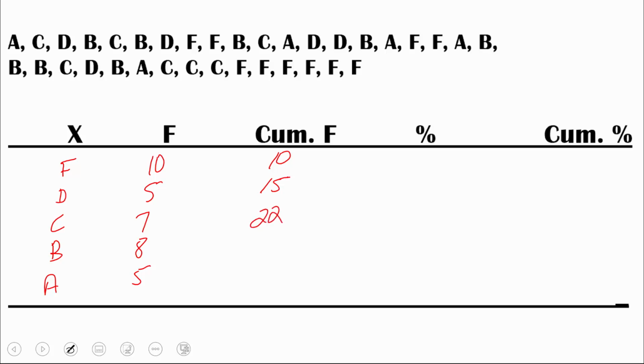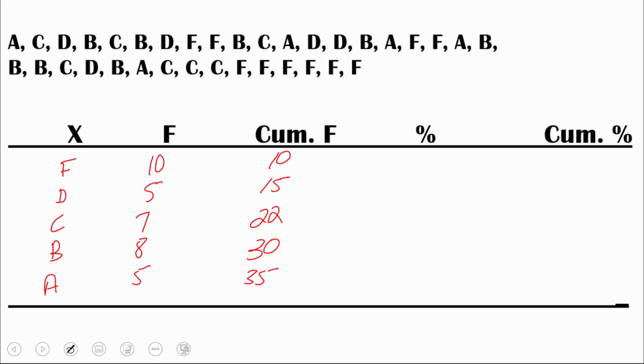Let's figure out the cumulative frequency at the B level. We know 8 students scored a B, so we're going to add 8 to that 22, and now we'll have 30. So 30 students scored a B or less. And now let's figure out the cumulative frequency at the A level. 5 students scored an A, so we're going to add 5 to that 30, and now we have 35 students scored an A or less.